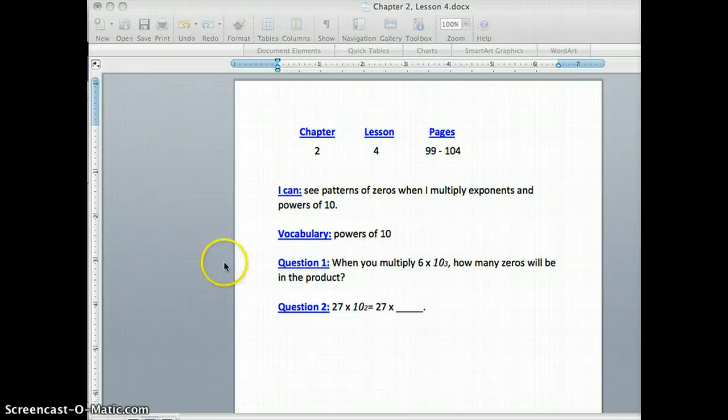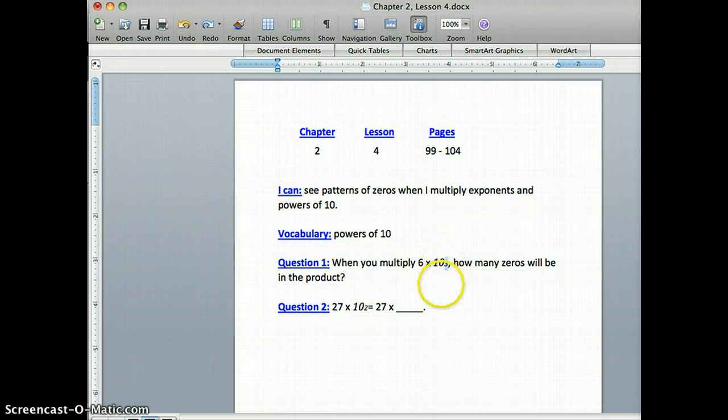Okay, so we're going to look back at those two questions, and when I was looking back, I realized I messed up when I introduced them, so look at them now. This 3 right here is supposed to be an exponent. I'm having trouble making it look like an exponent, so just pretend it's up there. Really, when you multiply 6 times 10 to the third power, not 10^3. So 6 times 10 to the third power, how many zeros will be in the product?